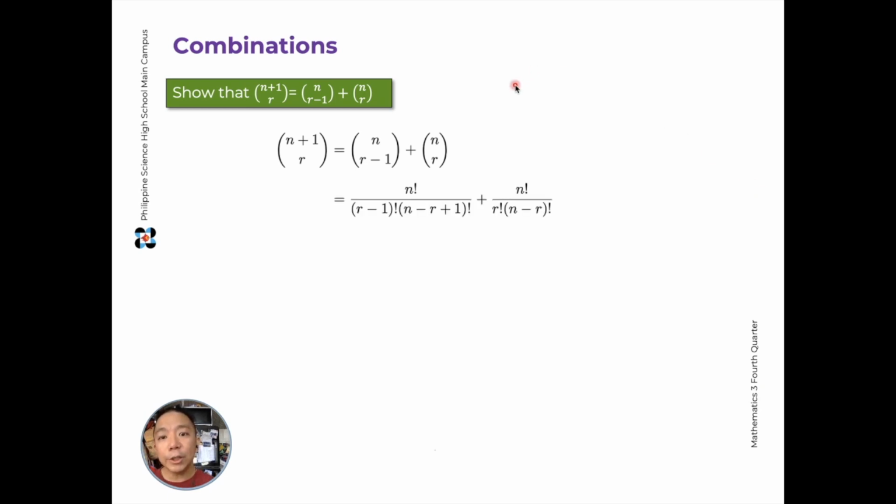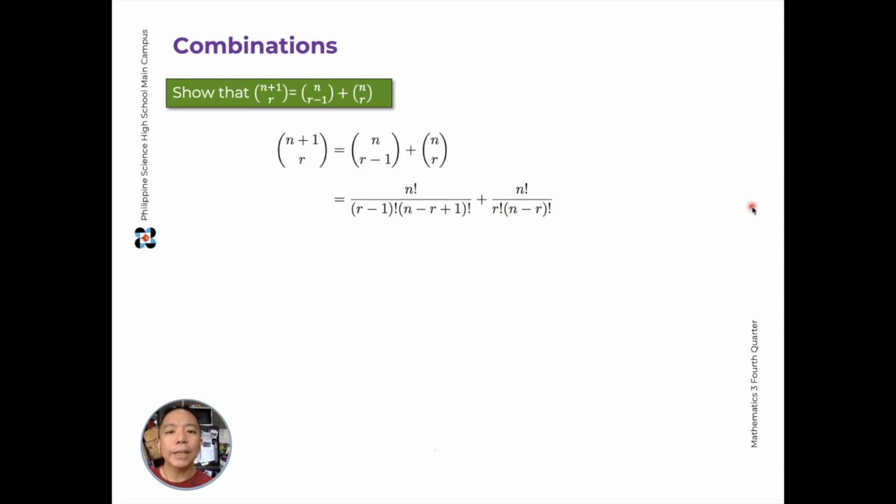Expanding the combinations, si n choosing r minus 1, this is equal to n factorial over r minus 1 factorial. Tapos ito, di ba dapat n minus r minus 1? So we'll just distribute the negative sign para maging n minus r plus 1, quantity factorial. So this is the first term, plus n factorial all over r factorial, n minus r factorial para dito.